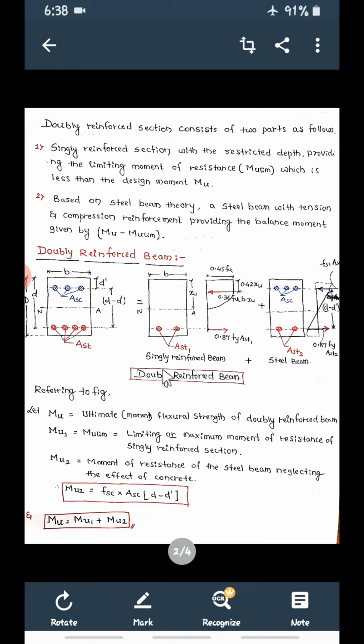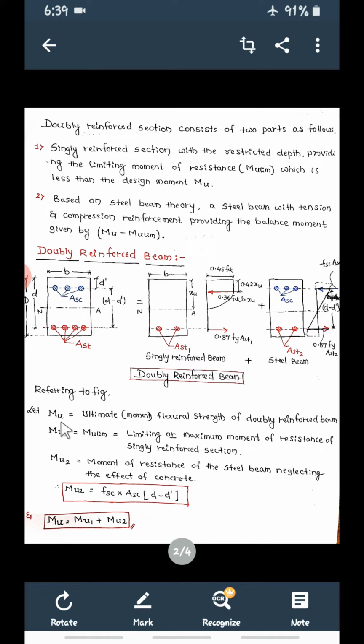Now referring to this figure, MU. What is MU now? MU is the total moment, ultimate moment or ultimate flexural strength of the doubly reinforced beam. So MU is the total strength of this doubly reinforced beam. Out of this total, MU1 is nothing but MU limit. MU1 is equal to MU limit. That is the moment taken by the singly reinforced beam. This is the limiting or maximum moment of resistance of the singly reinforced beam.